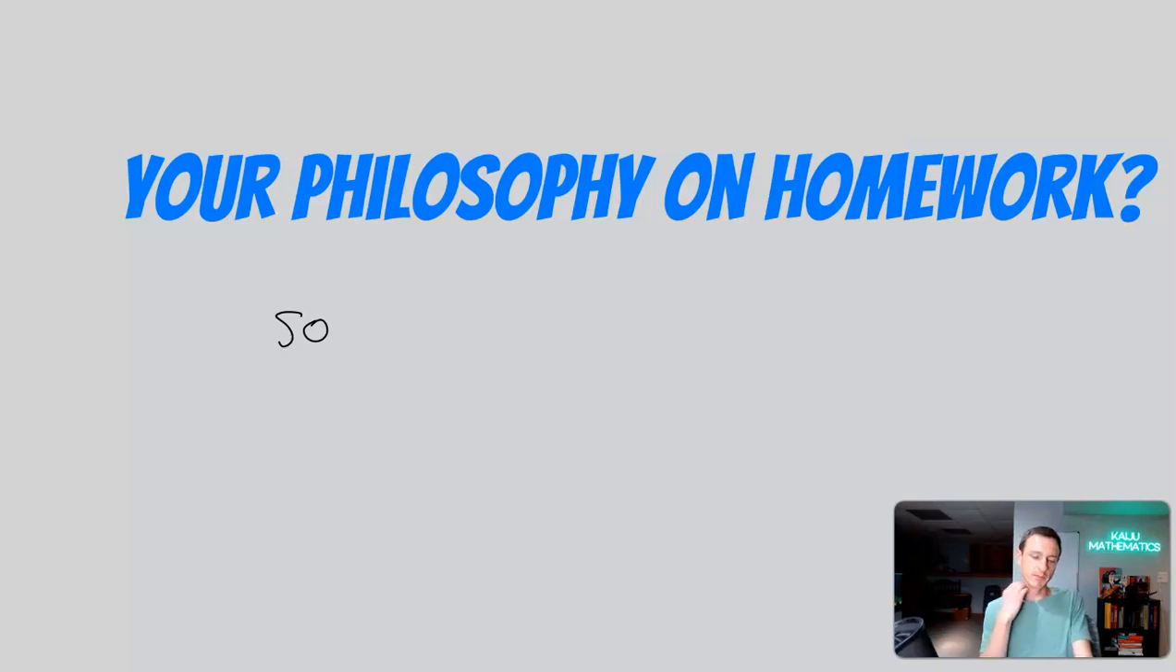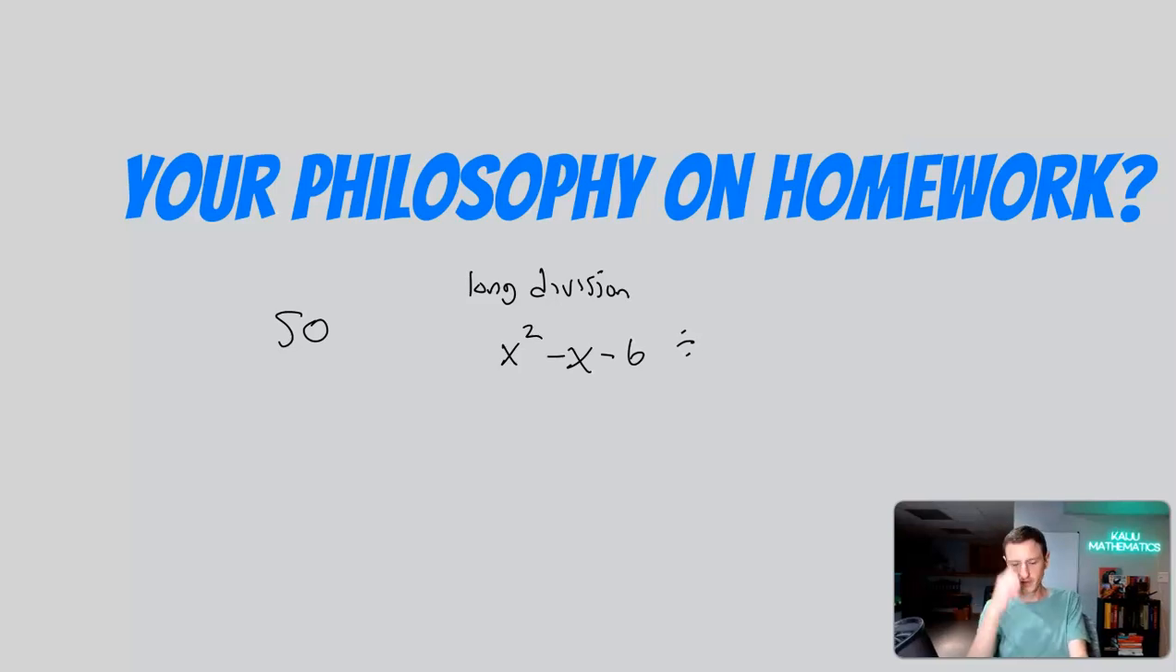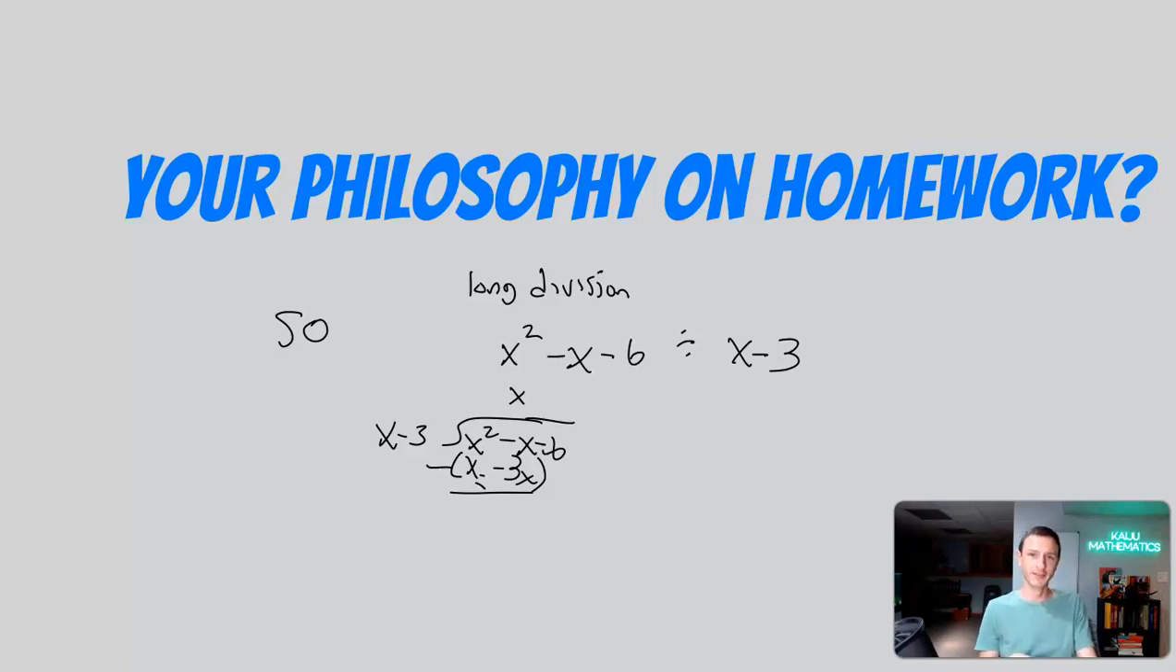So I assigned a problem that said, perform long division on this. It was x squared minus x minus 6 divided by x minus 3, I think it was. Yeah, that was the problem. So the setup should have been long division. Should have been x minus 3 into x squared minus x minus 6, and then you should have gone through your process of getting x times x, negative 3x, and so on, and you go through subtraction.